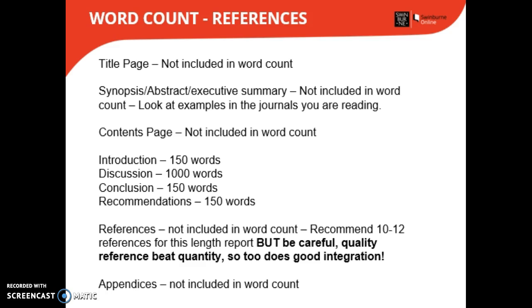References are not included. Now, I have said recommended 10 to 12. I really don't like giving you a number, but I just wanted to give you a bit of a guide. But be careful, quality references beat quantity, and so too does good integration. I would rather 8 really quality references from journal articles and policies and really good stuff than 10 to 12 random Google searches. So just be careful, make sure it's quality, and that you have good integration of your source material. It's not just tacked on in places. And your appendixes are not included in the word count.